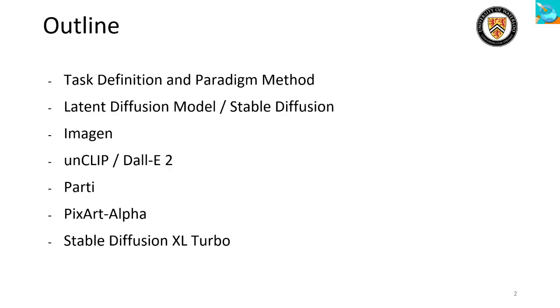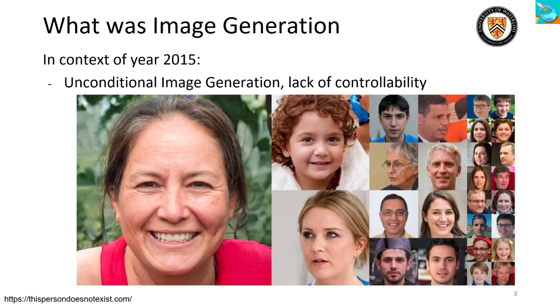So first we will go through the task definition and the paradigm method of image generation. And then we will talk about 6 pivotal papers, which includes Latent Diffusion Model, Imagen, DALL-E 2, Parti, PixArt-alpha, and Stable Diffusion XL Turbo. So let's get started.